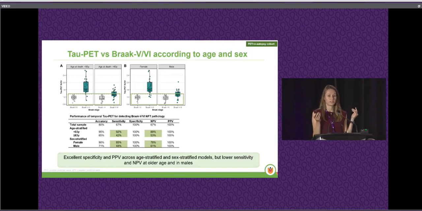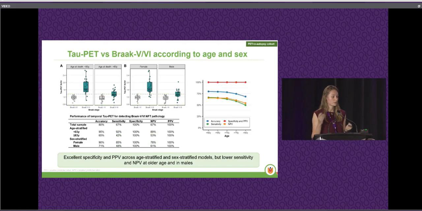This median split is quite arbitrary, of course, for age, so we also stratified the cohort based on other age thresholds, and there we see that the sensitivity and the negative predictive value kind of start to decrease after the age of 70, 75.